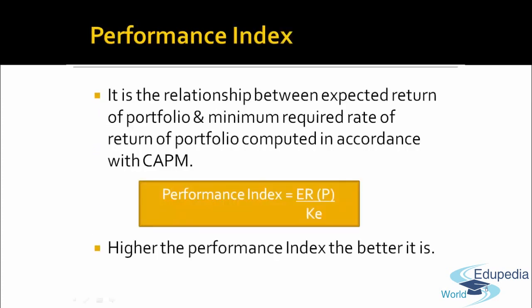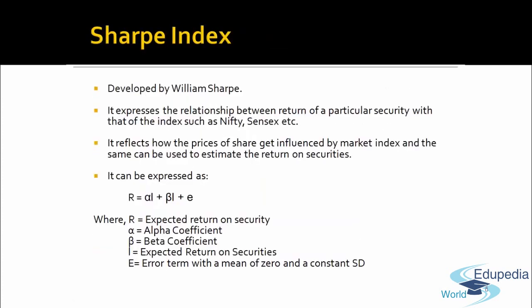Next index which is used to evaluate securities is the Sharpe Index. Sharpe Index was developed by William Sharpe. Sharpe Index is used to know the relationship between the index and that of a security. So this is used to compute how much the price of a share gets influenced by the market index, and this can be used to estimate the return on securities. Sharpe index is computed as alpha plus beta I plus e, where alpha represents the alpha coefficient, beta represents the beta coefficient, and I is the expected return on securities.